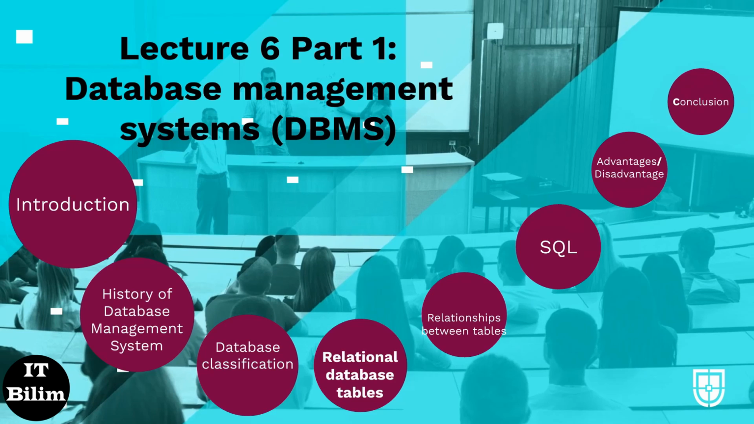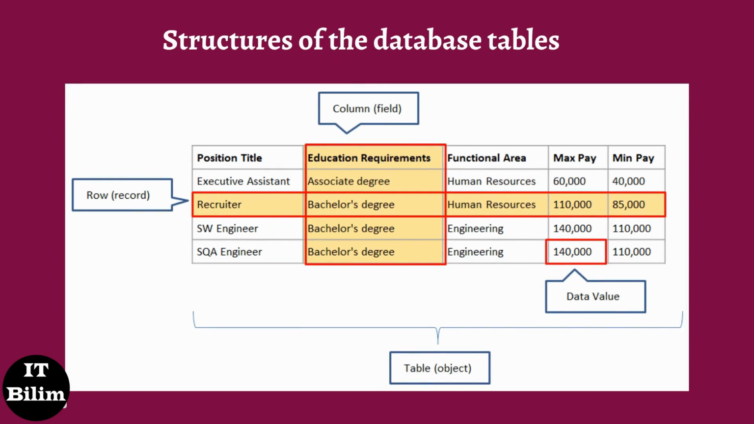Relational database tables. Structures of the database tables. Each table consists of rows and columns and is designed to store data about objects of the same type. Each row contains information about one specific object, for example, book, employee, product, and each column contains a specific characteristic of this object, for example, last name, title, price. The rows of such a table are called records, the columns are called fields. Each field must have a name that is unique within the table. In different records, the values of individual fields can be repeated.